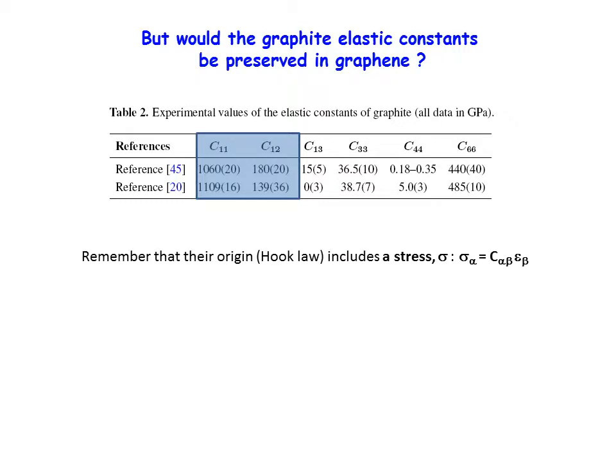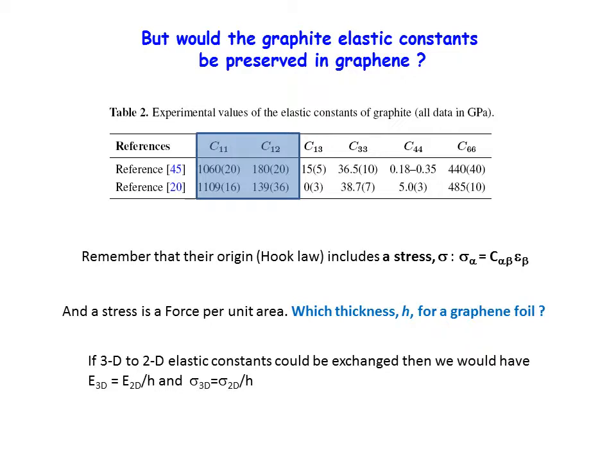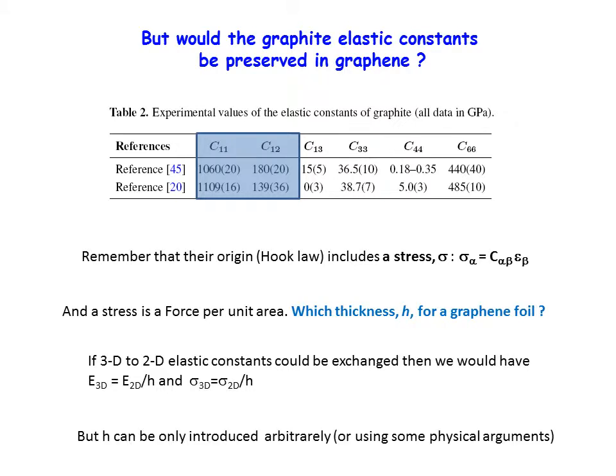We should think about what the elastic tensor represents, and its definition includes a relation between stress and strain. Stress is a force per unit area, but what is the lateral area of an atomic thin plane? If we could define such an area by giving the graphene plane a thickness, let's say h, then we could introduce a relationship between 3D and 2D stress and elastic constants. The key element is then the introduction in some way of an arbitrary value of such thickness.